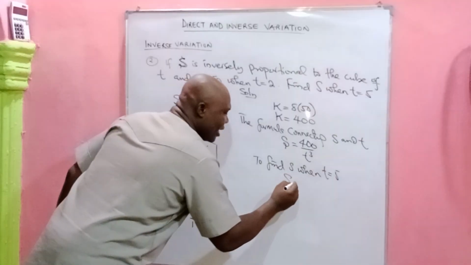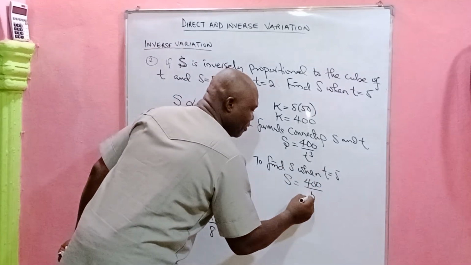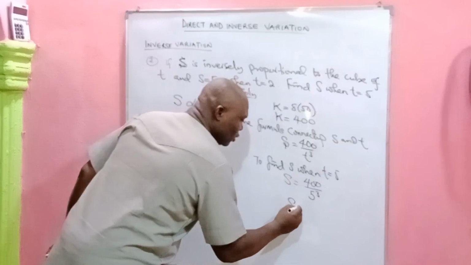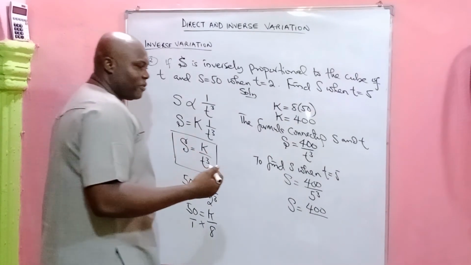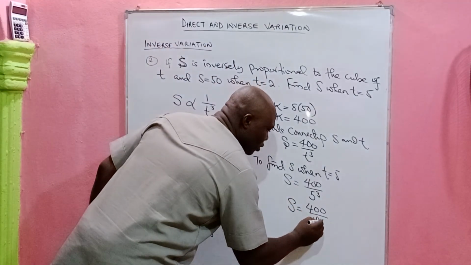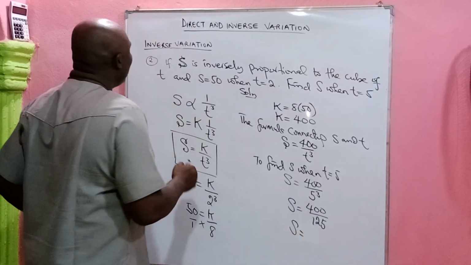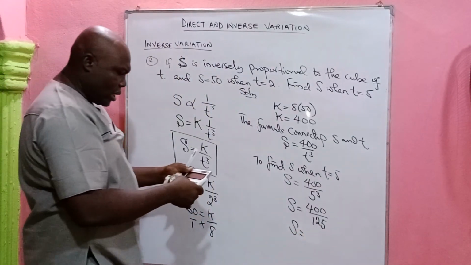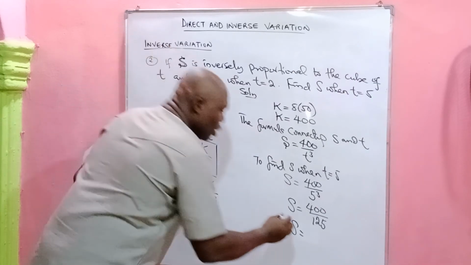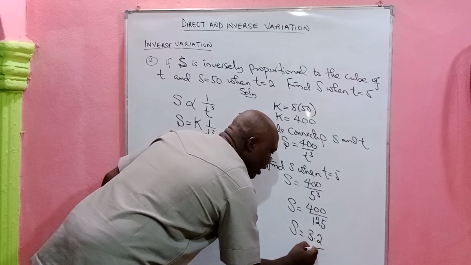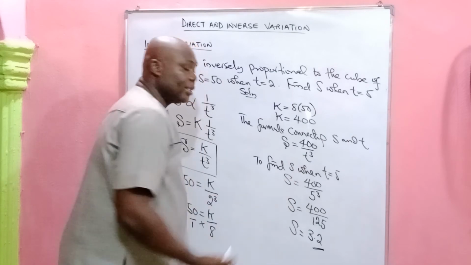So we are going to have S is equal to 400 all over t being 5, so that will be 5 raised to power 3. So our S will be equal to 400 over 5 times 5 times 5, and of course, that will give us 125. All right, so our S now will be equal to 400 divided by 125. I think that should be 3.2 or thereabouts. 400 divided by 125, 3.2, right? Yes. So it therefore means that S will be 3.2 when t is equal to 5.